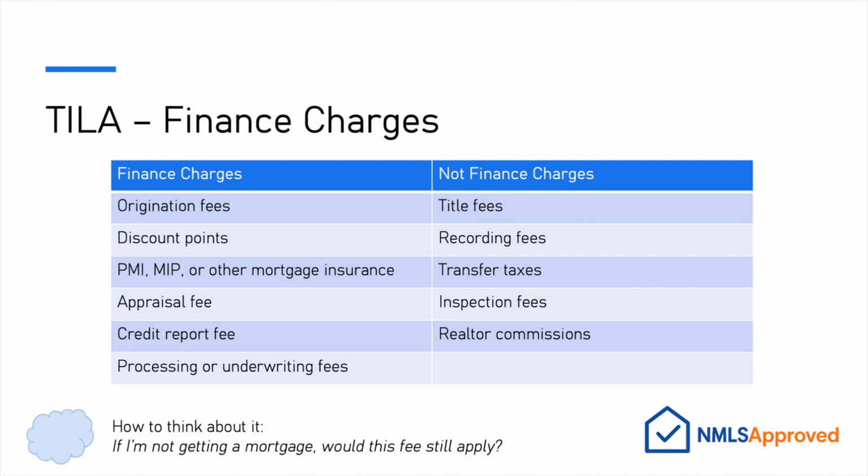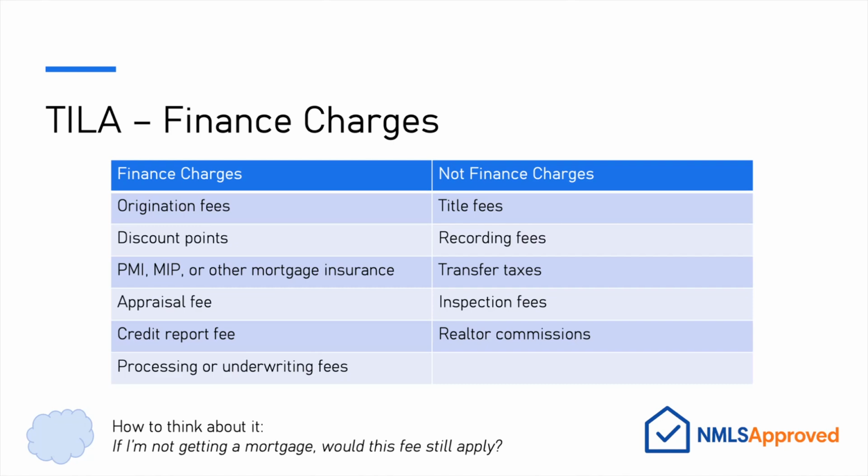Other things would be PMI, right? Private mortgage insurance, or MIP, mortgage insurance premium, any of the other mortgage insurance products, like the VA funding fee, the USDA guarantee fee. Those are all finance charges. Why? If you're not getting a loan, then there is nothing to insure in terms of the mortgage insurance.